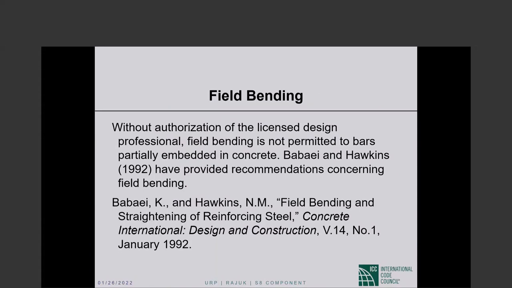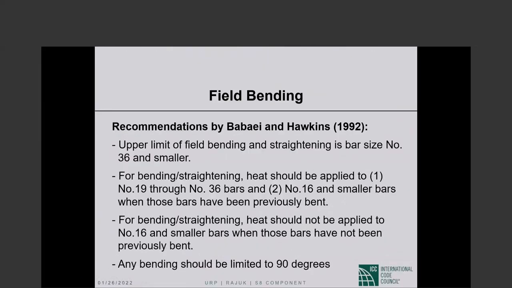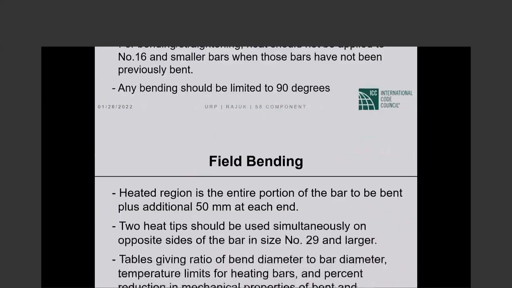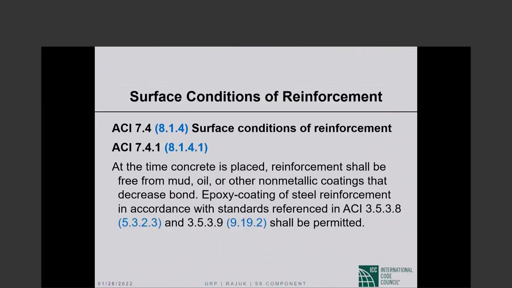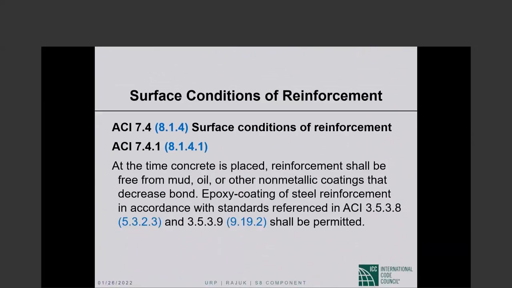Neil Hawkins and one of his students have come up with a paper that is excellent on this subject. They have recommendations concerning field bending in that paper that you can look up, and I have 3 or 4 slides summarizing their recommendations, which I definitely will not go into in this short presentation. But this is very good stuff. If you absolutely have to do field bending of reinforcement, then these Neil Hawkins recommendations are the best that are available to the best of my knowledge.